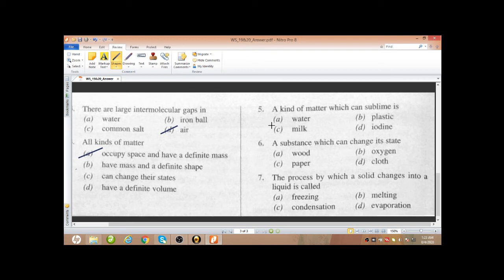Next, the kind of matter which can sublime is iodine. Yes, iodine can show sublimation, so option D is the correct answer.